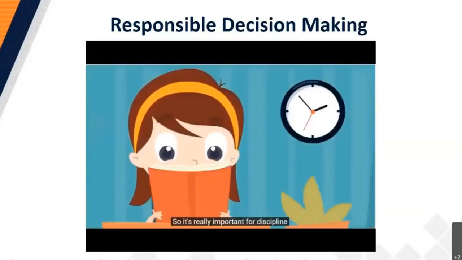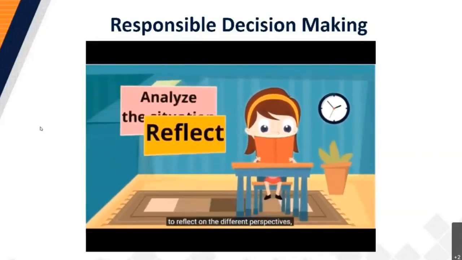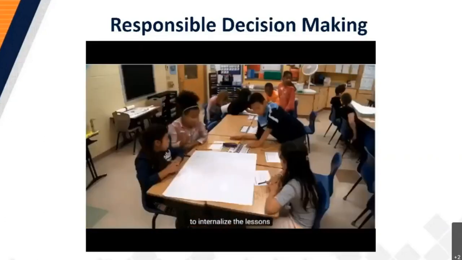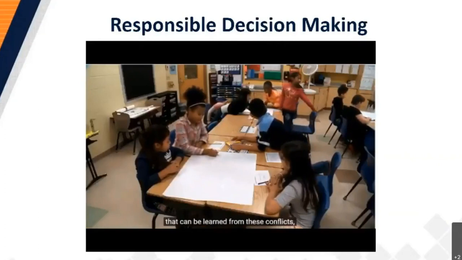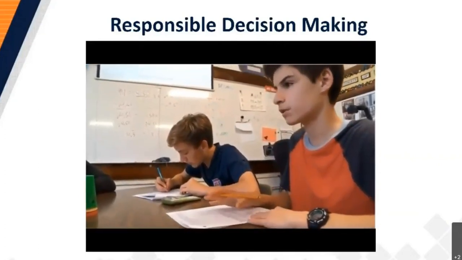So it's really important for discipline that we give kids opportunities to analyze the situation, to reflect on the different perspectives, and to repair that damage so that they're more likely to internalize the lessons that can be learned from these conflicts and not simply just repeat it again or just get angry.